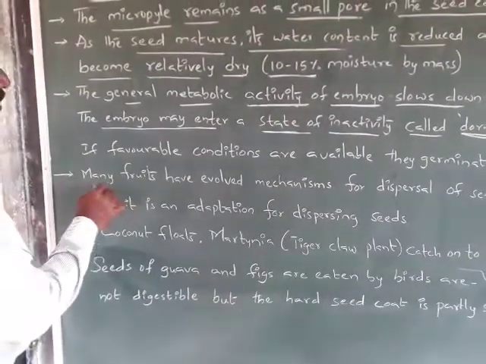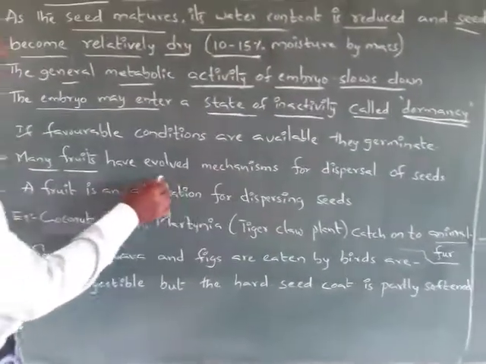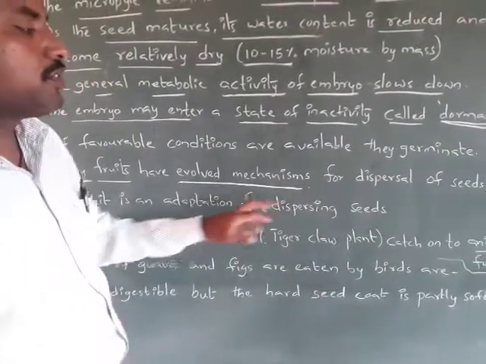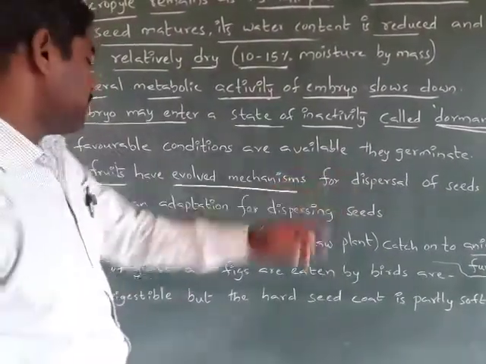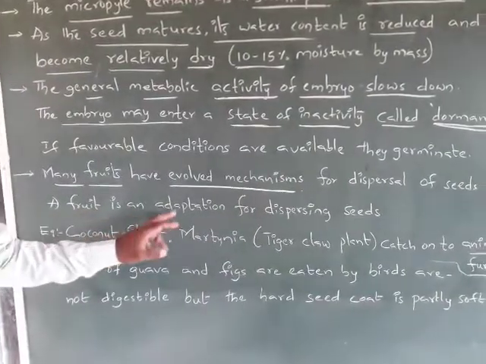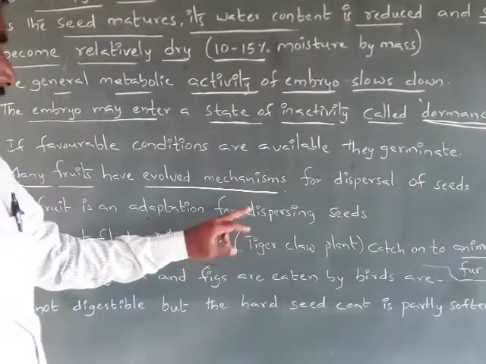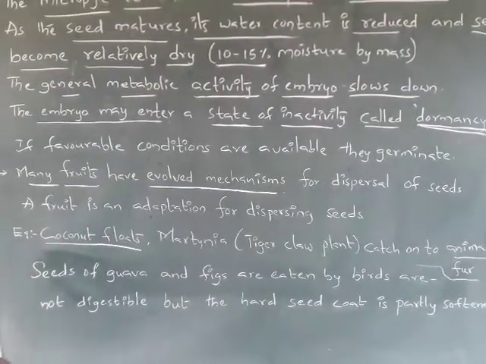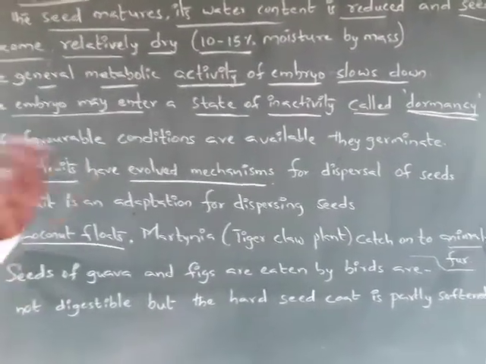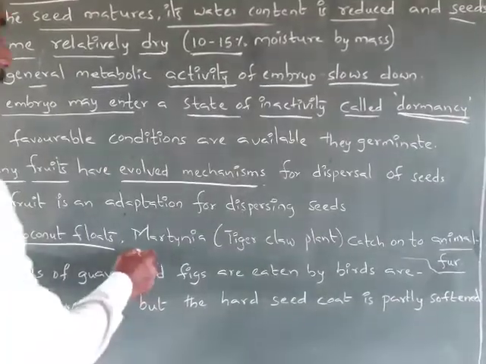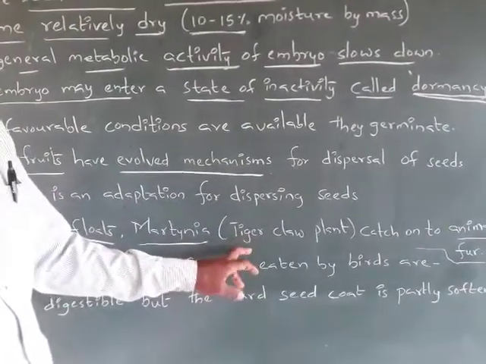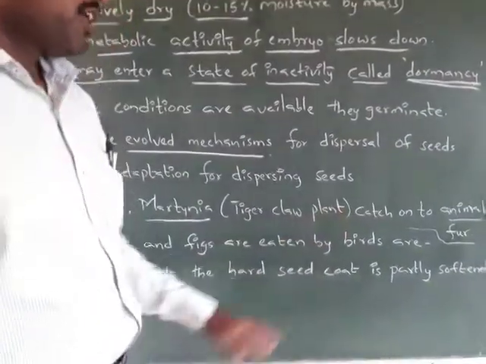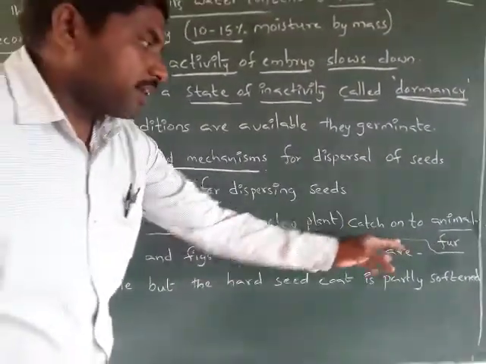Many fruits have evolved mechanisms for the dispersal of seed. A fruit is an adaptation for dispersing seed. For example, see here, the coconut floats on the water. Here it is the Martynia, the tiger claw plant, which catches on animal fur.